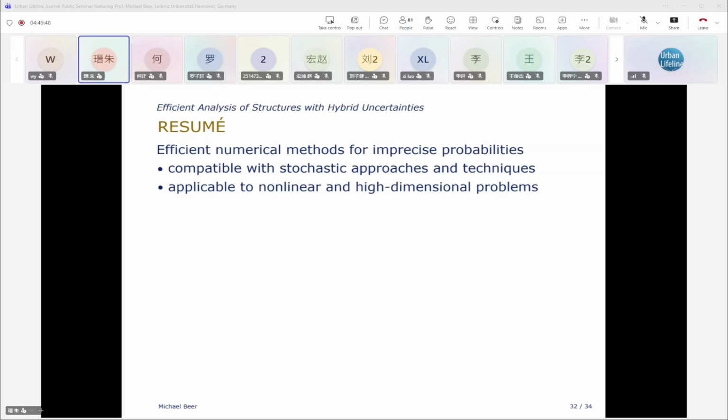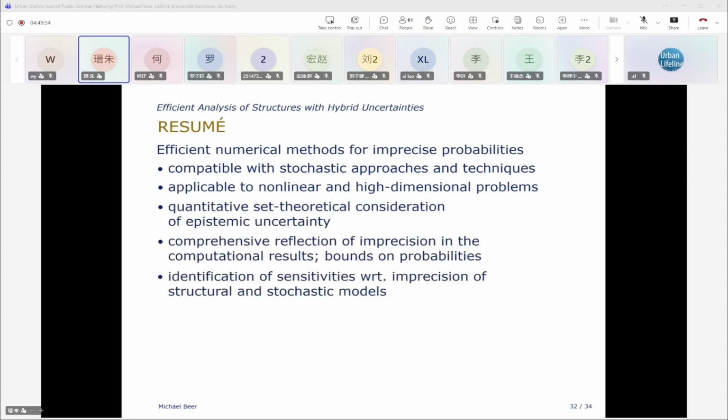So we can use our rich repository of stochastic analysis to combine with these approaches. We can quantify epistemic uncertainty in a set theoretical way and process it, and consider comprehensively this kind of imprecision in the results, in the analysis, to find bounds on the probabilities of the results. So we can identify sensitivities with respect to the imprecision of structural and stochastic models.